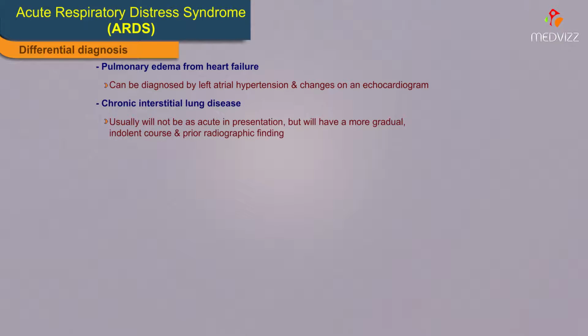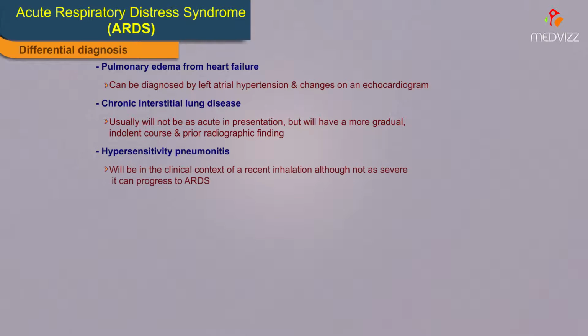This usually will not be acute in presentation, but will have a more gradual, indolent course and prior radiographic findings. Hypersensitivity pneumonitis. Hypersensitivity pneumonitis can be in the clinical context of a recent inhalation, although not as severe, it can progress to ARDS. Diffuse alveolar hemorrhage.